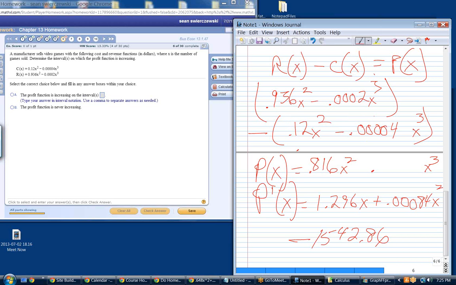Okay, and to get the second part of this, I'm going to add this to this negative number. So what do I have? I have a minus 0.0002, and I'm going to add a 0.0004. So that makes this minus that. And it is a negative. That should be our profit function.